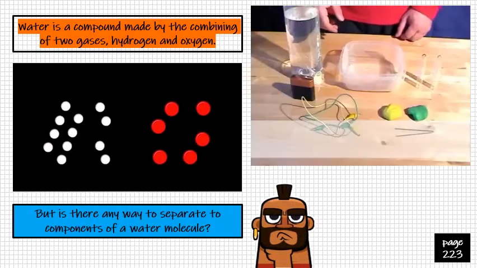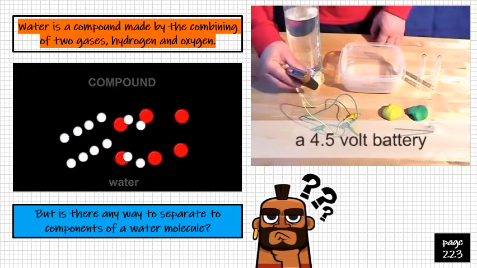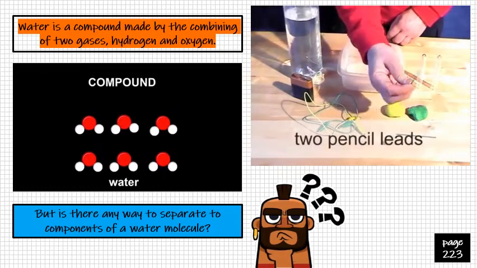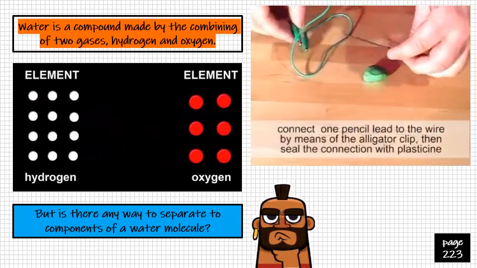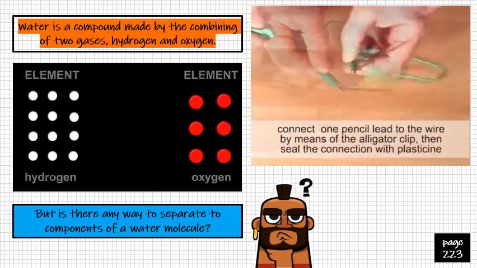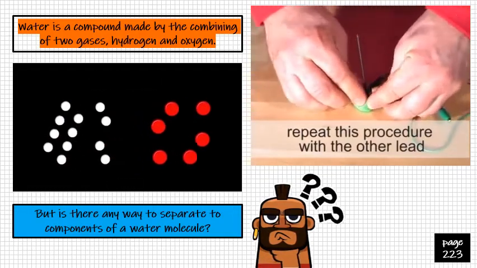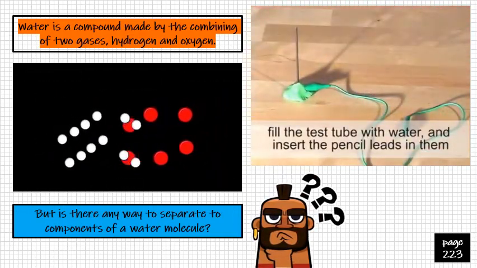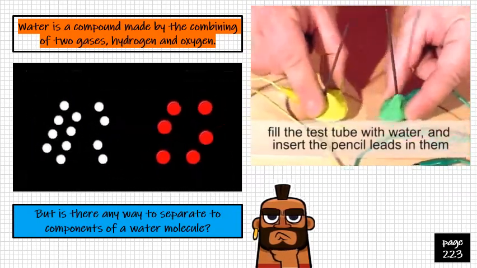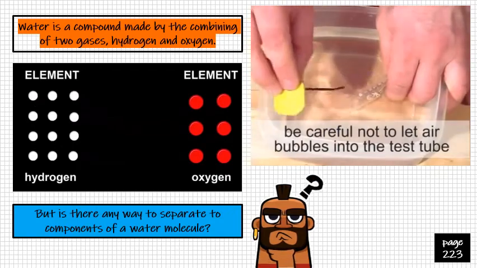Salt water, a transparent bowl, 2 glass test tubes, a 4.5 volt battery, 2 twin wires with alligator clips, colored plasticine, 2 pencil leads. Connect one pencil lead to the wire by means of the alligator clip. Then seal the connection with plasticine. Repeat this procedure with the other lead. Fill the test tubes with water and insert the pencil leads in them. Be careful not to let air bubbles into the test tubes.